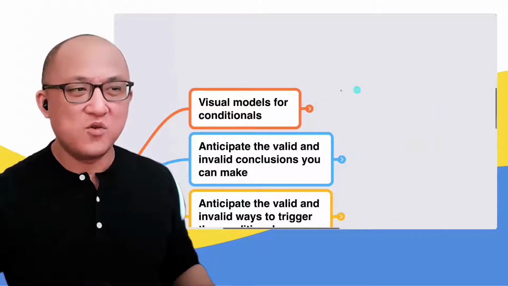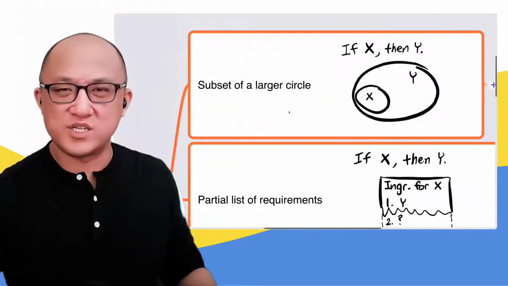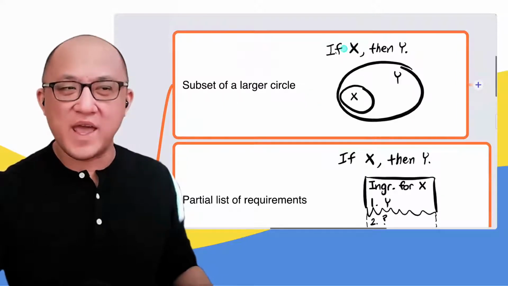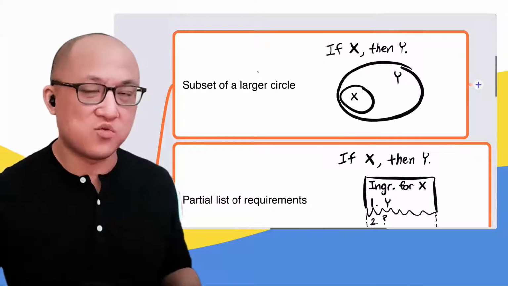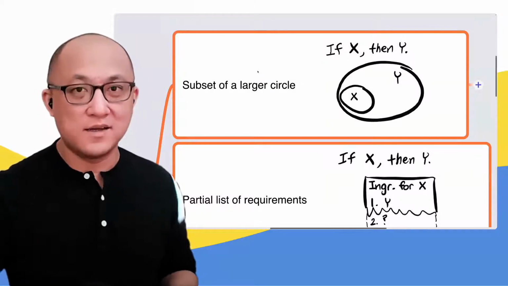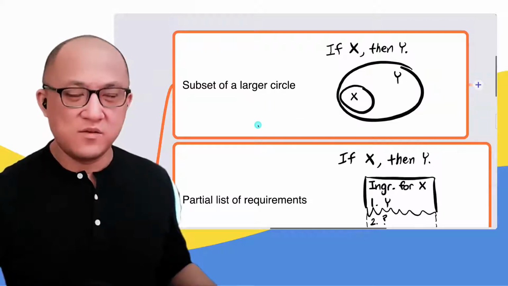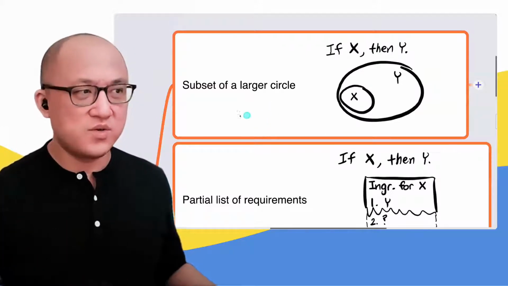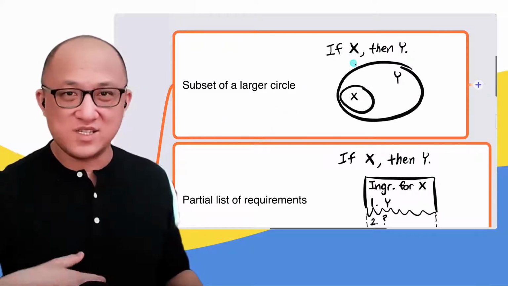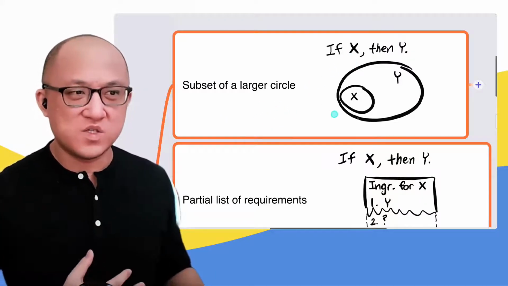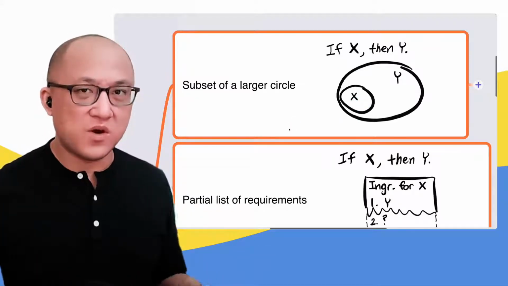So, with conditionals, I think we're all familiar with the traditional arrow notation, right? If X is true, then there's an arrow that leads to Y. That's one way to represent a conditional statement. But remember, there's other ways to mentally visualize a conditional. One of them is the idea that the sufficient condition, the if part, is like a small circle within the Y, the necessary condition part.